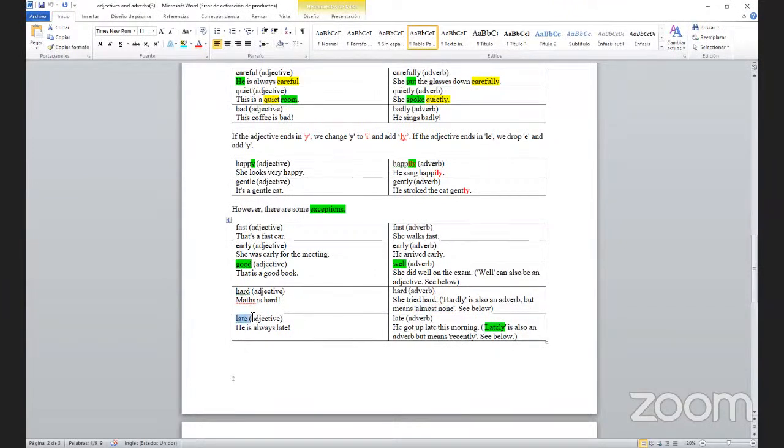And the same for late. Late works as an adjective. Tarde. He is always late. Él está siempre tarde. Or late, the same word for the adverb. He got up late this morning. Él se levantó tarde esta mañana, so we are qualifying the action. But the word lately exists. But lately means recently, recientemente. Okay, so if I say, I lately ate, yo recientemente comí. Okay, lately, recently.